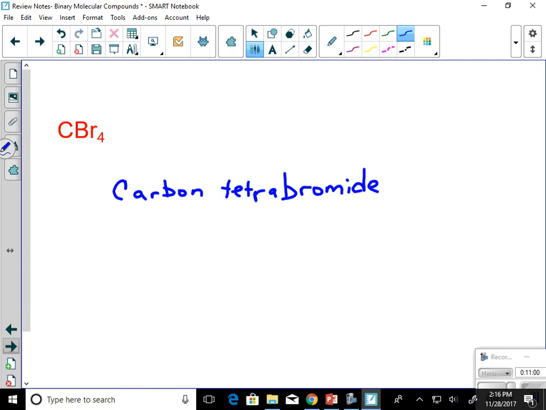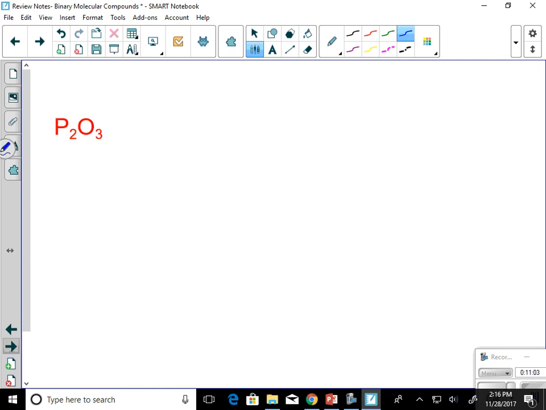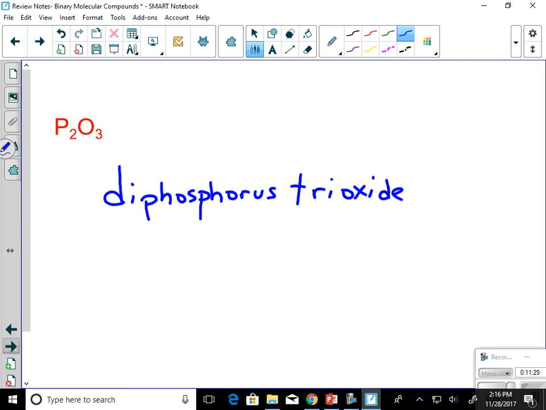Now, let's look at this one. What do you think about this one? Diphosphorus. What's my second one going to be? Trioxide. Diphosphorus trioxide.